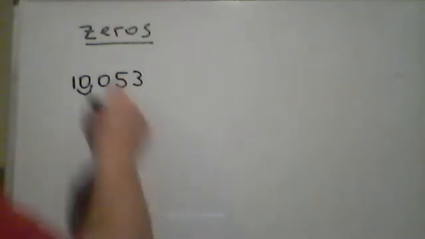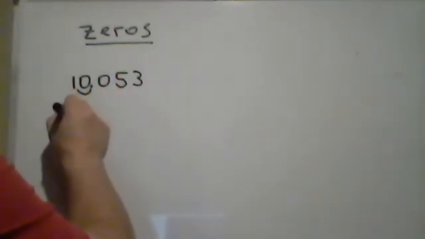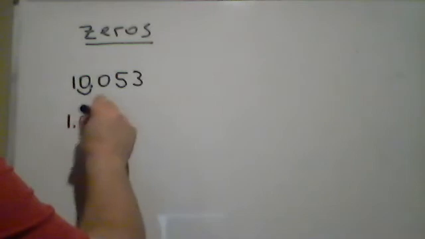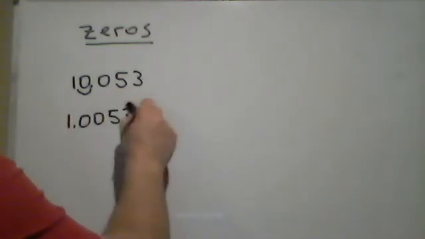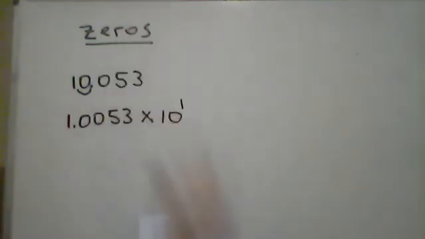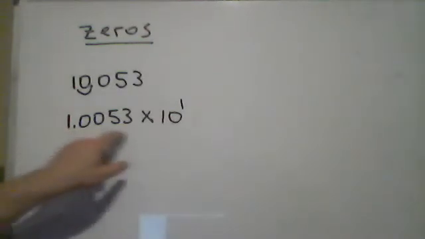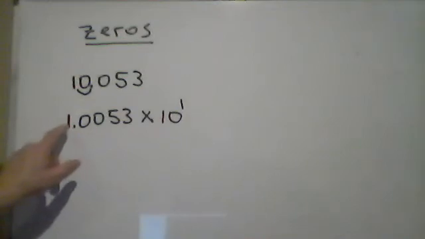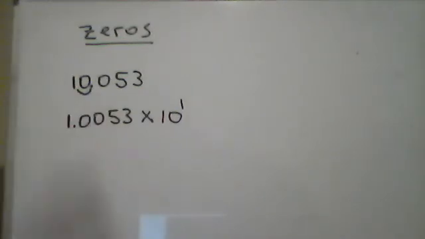So anyway, I move it over one. So what do I get? I'd have 1.0053 times 10 to the first. Writing in scientific notation, it becomes very clear to me that all of these values are significant, including the zeros. 1, 2, 3, 4, 5. So in this case, the zero is not a placeholder, so I'd count it. All right. So is that clear?